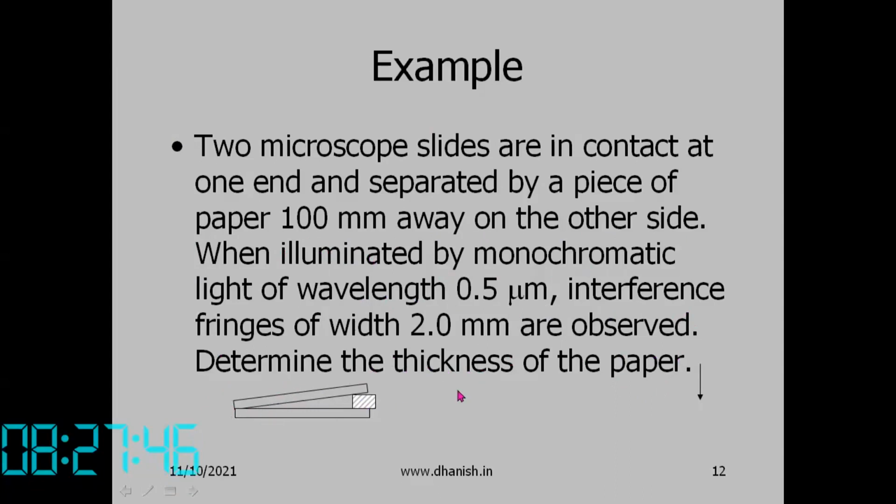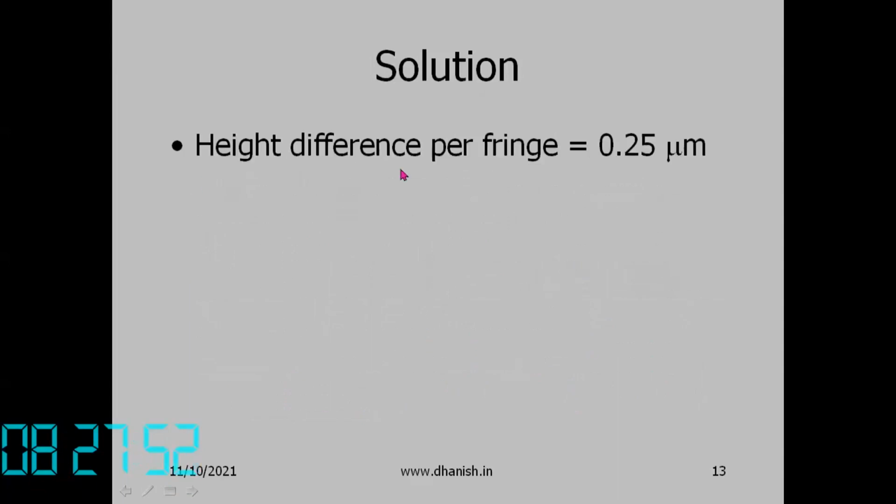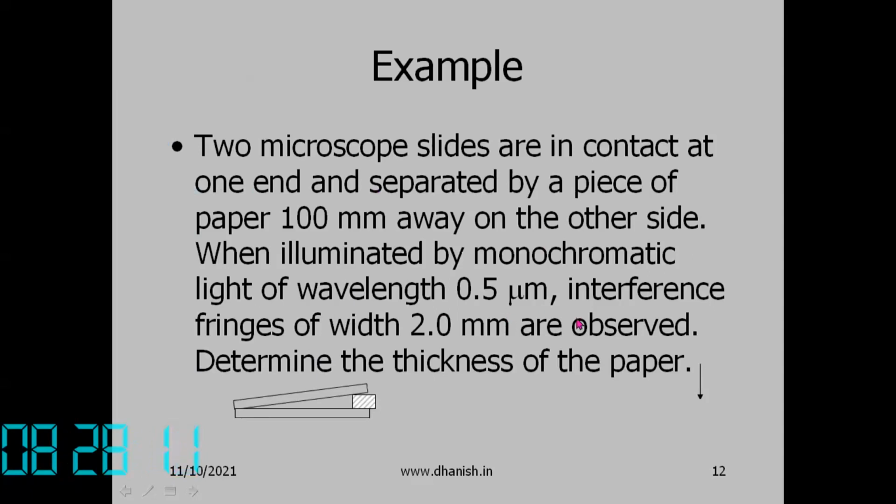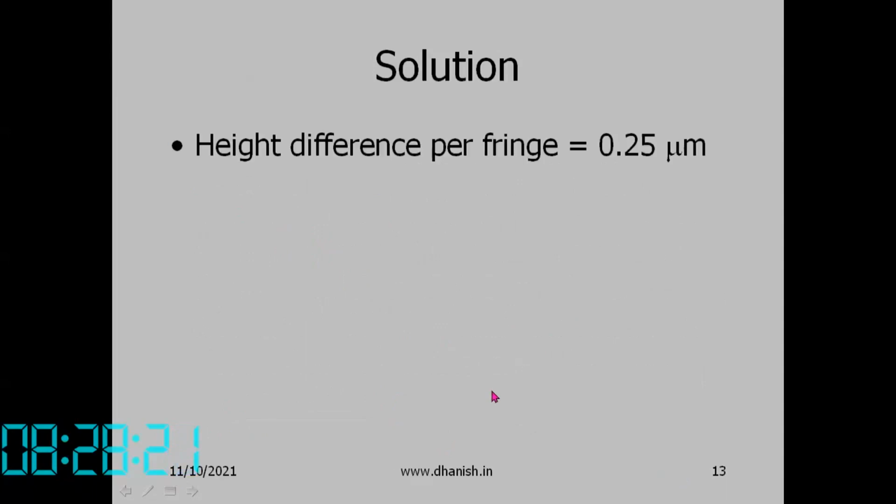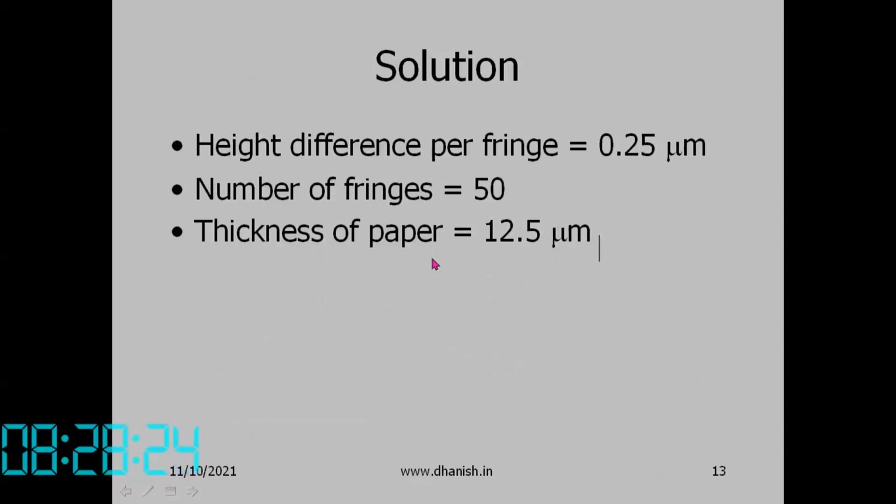Interference fringes of width 2 mm are observed. So the height difference per fringe is 0.25 micron. How many fringes will be observed? The length is 100 mm and the fringe width is 2 mm. So over this 100 mm, from this end to this end, we have fringes of width 2 mm. How many fringes will there be? 100 by 2, 50 fringes. The number of fringes is 50.